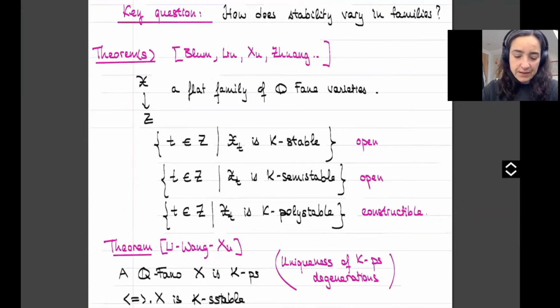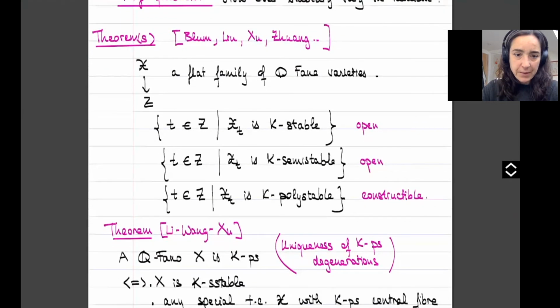There are quite a few results already about this. A number of results that have appeared from Xu and his collaborators, Blum, Liu, Xu, Zhuang, in various combinations, have proved that if you have a flat family of Q-Fano varieties over Z, then the locus where the fibers are K-stable is Zariski open, the locus where the fibers are K-semistable is also Zariski open, while the locus where the fibers are K-polystable is constructible.